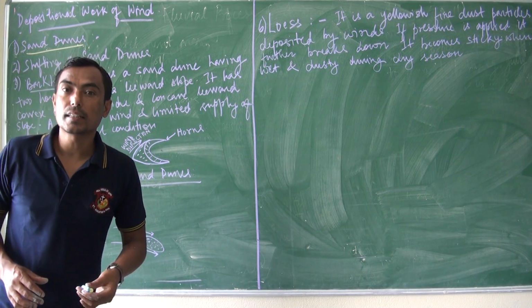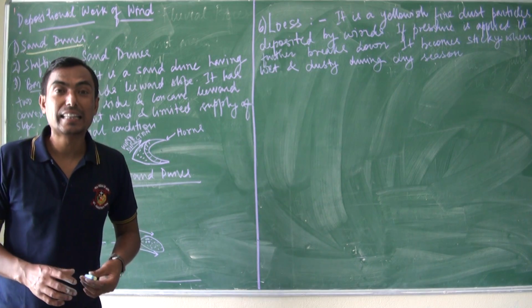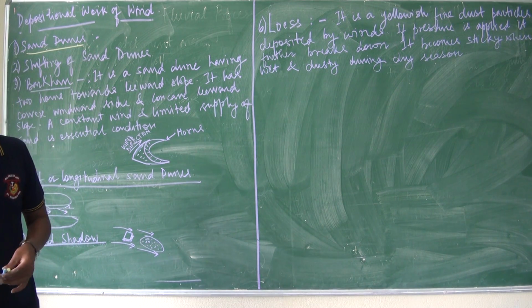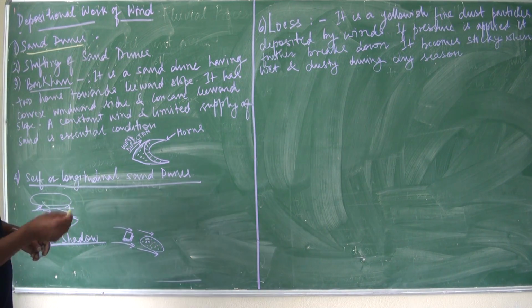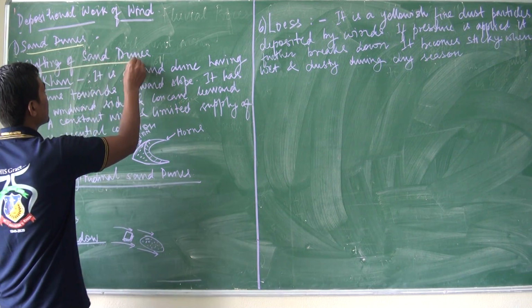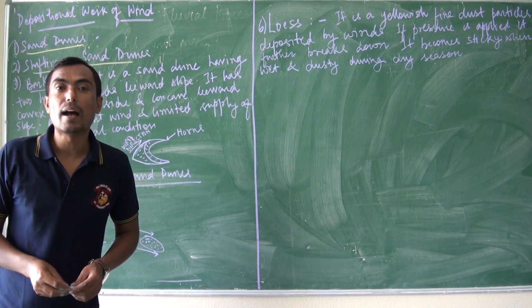When these fine particles settle down, it results in the collection of sand, and this collection of sand results in the formation of sand dunes. Next, shifting of sand dunes. Now if you look at this, sand dunes are mobile in nature.